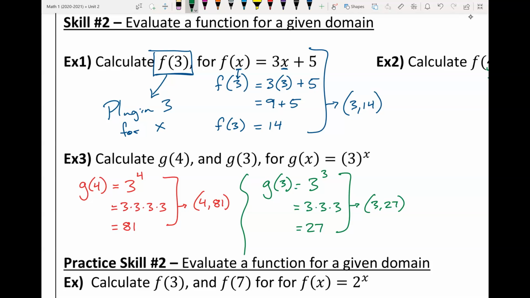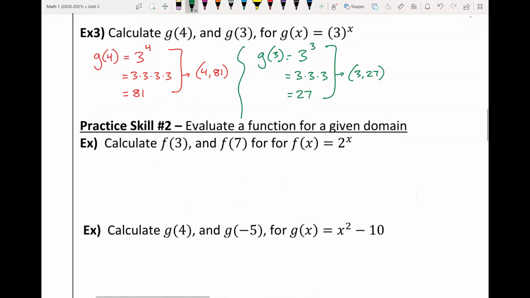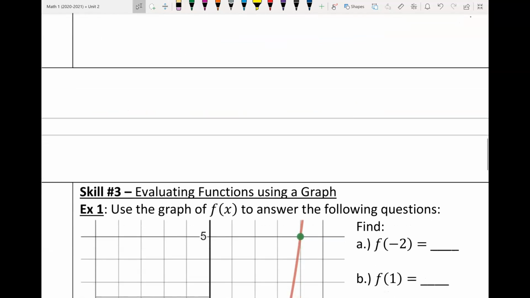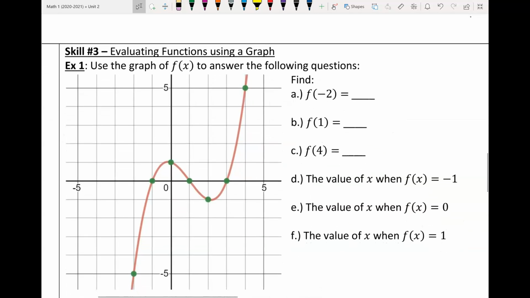And so that is how we evaluate functions at given values. If I want to find f of a number, that just means I take that number and plug it into the function. All right, so we have some practice down there. I'm going to go ahead and leave that for you to do. I'm going to go on to our next example.